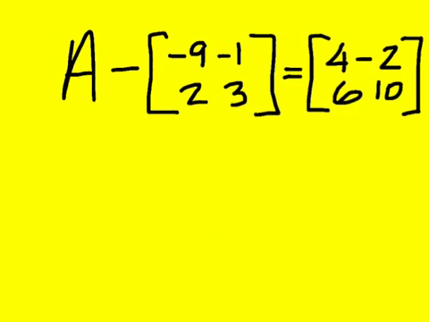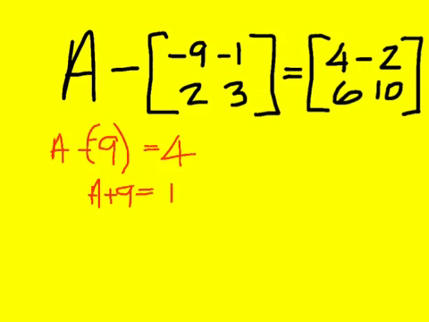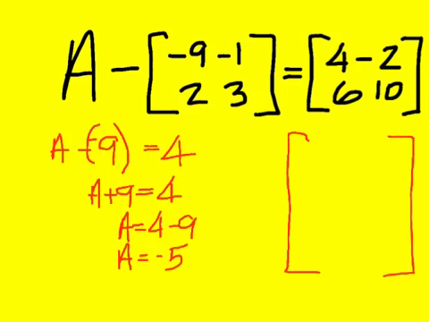And then example number 4 is you're in a different position now. So you have A minus 9, or actually minus a negative 9, equals 4. So it's really a plus 9. And then when you move it to the right, it becomes minus 9. Your answer should be negative 5. So we'll put a negative 5 here.